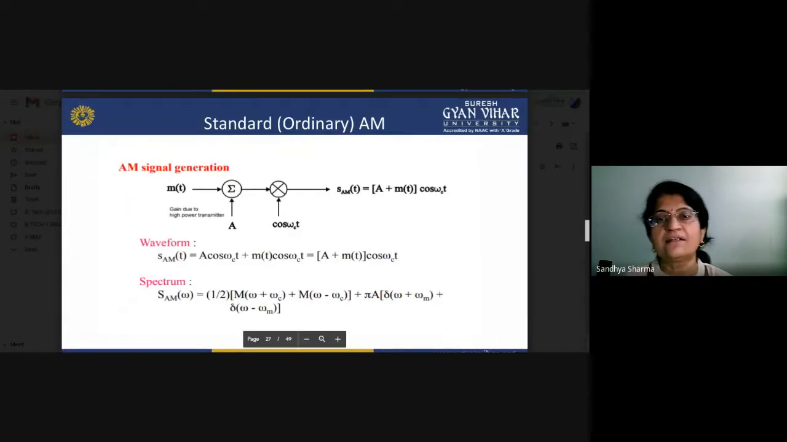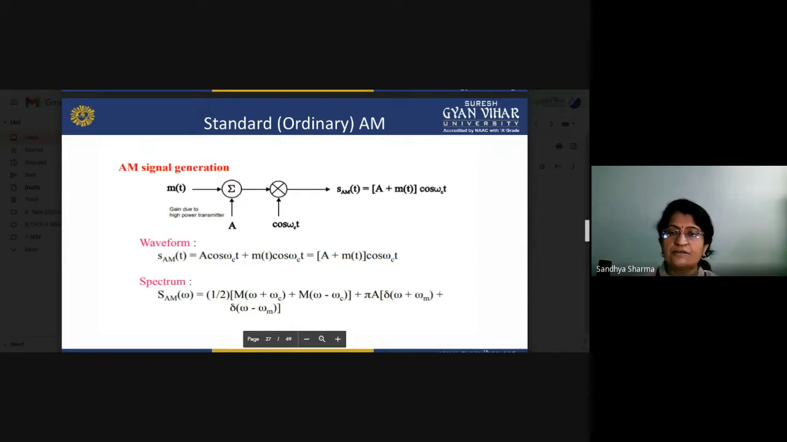What about the standard or ordinary amplitude modulation? In the initial slides, we have seen the DSB SC, which means you have to remove the carrier signal and work only on the sidebands. The same thing applies here. If you are talking about ordinary amplitude modulation, in general language, that is amplitude modulation with carrier, not without carrier. So this is the fact.